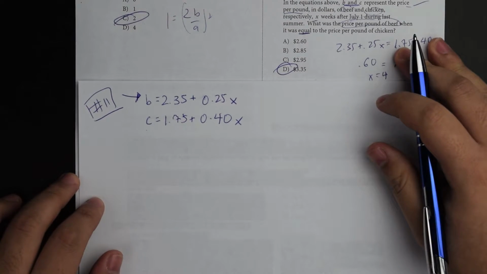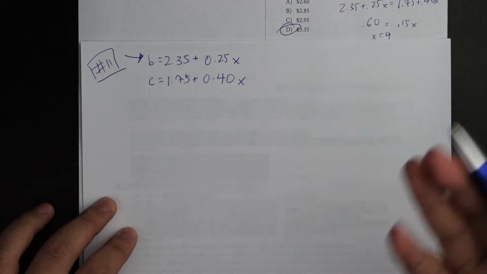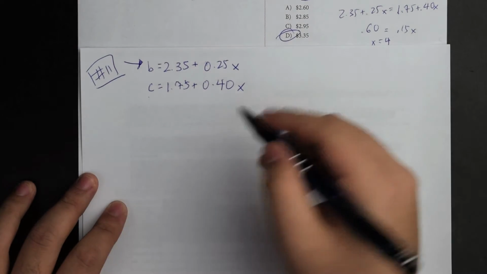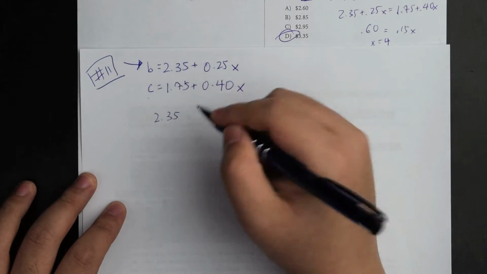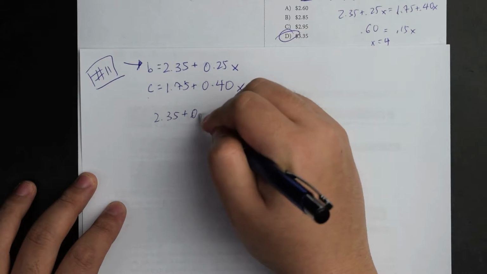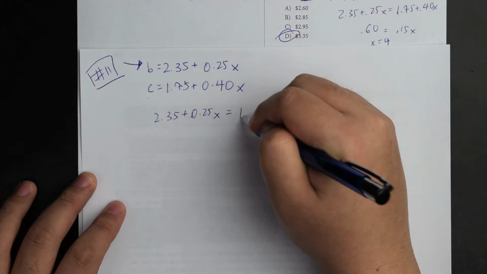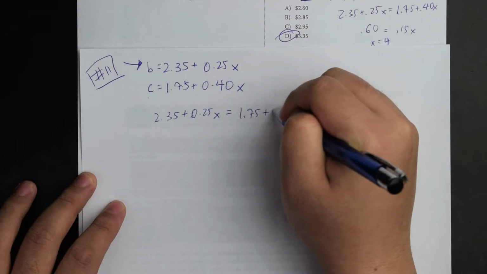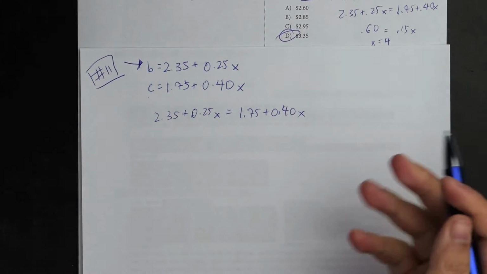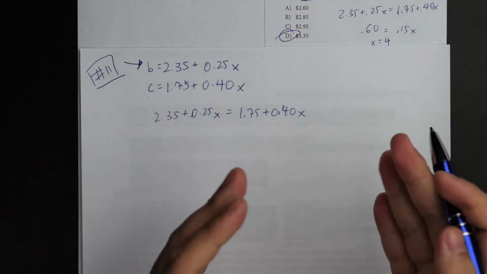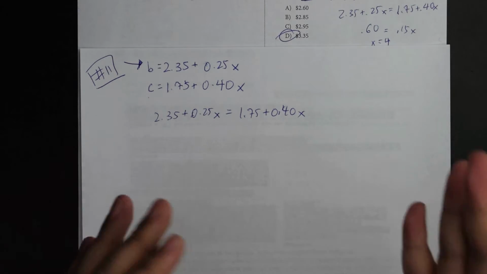When I'm working through this, I need to make them equal to each other. That's the first thing I realized. So I'm going to make this 2.35 plus 0.25x equal to 1.75 plus 0.40x. And whenever you have two-sided equations like this, I need to move all my variables to one side, all my constants to the other side.